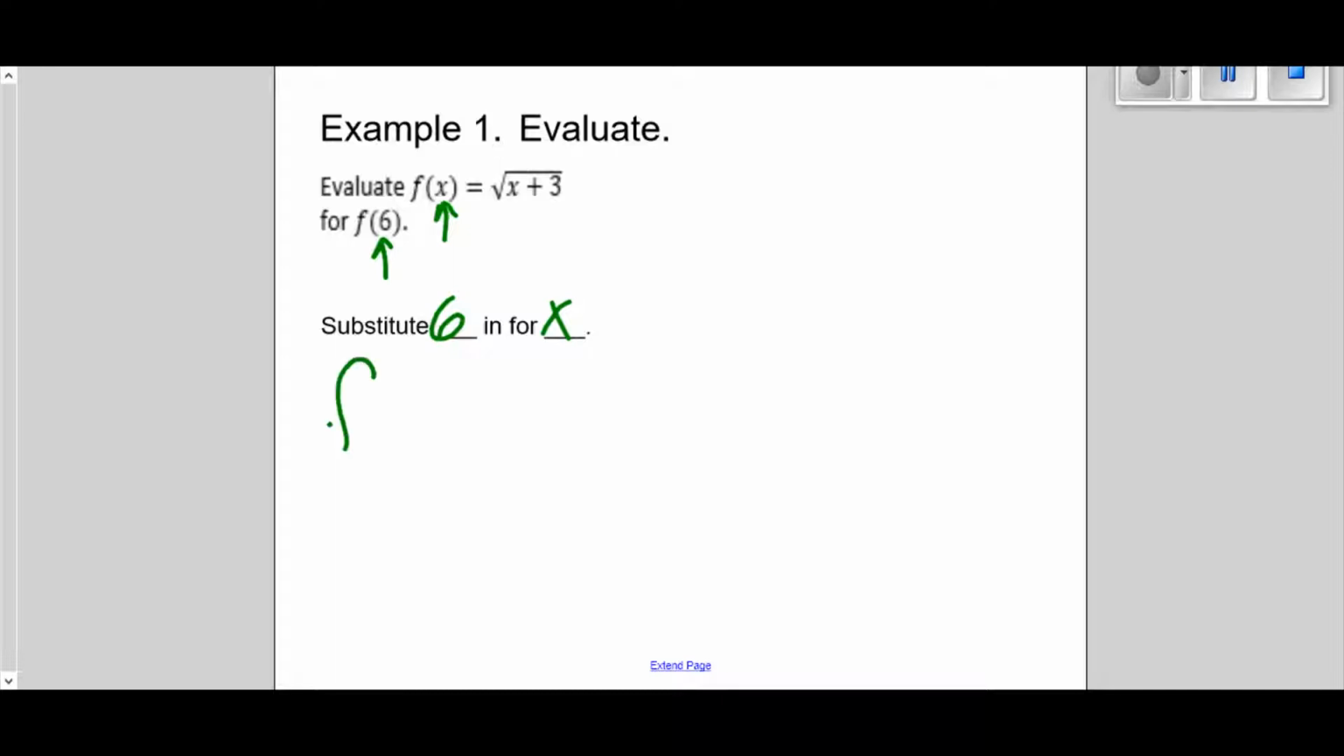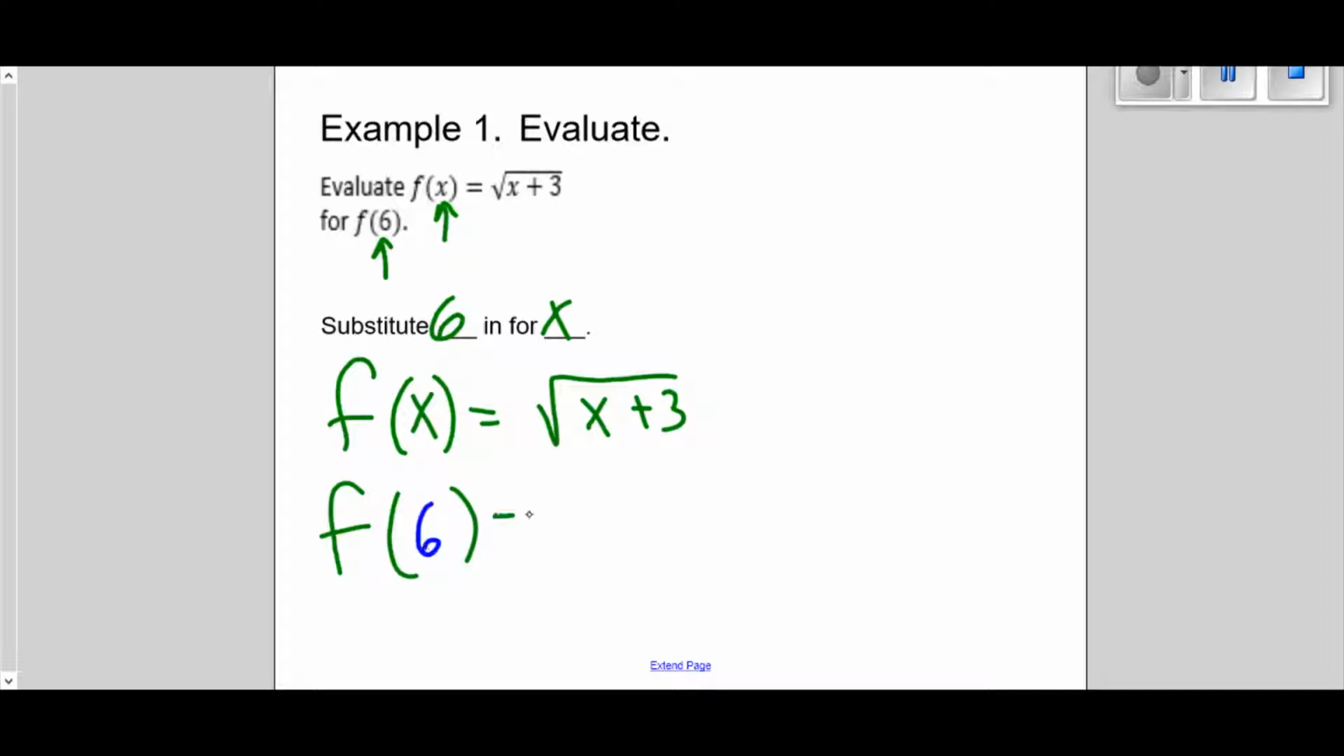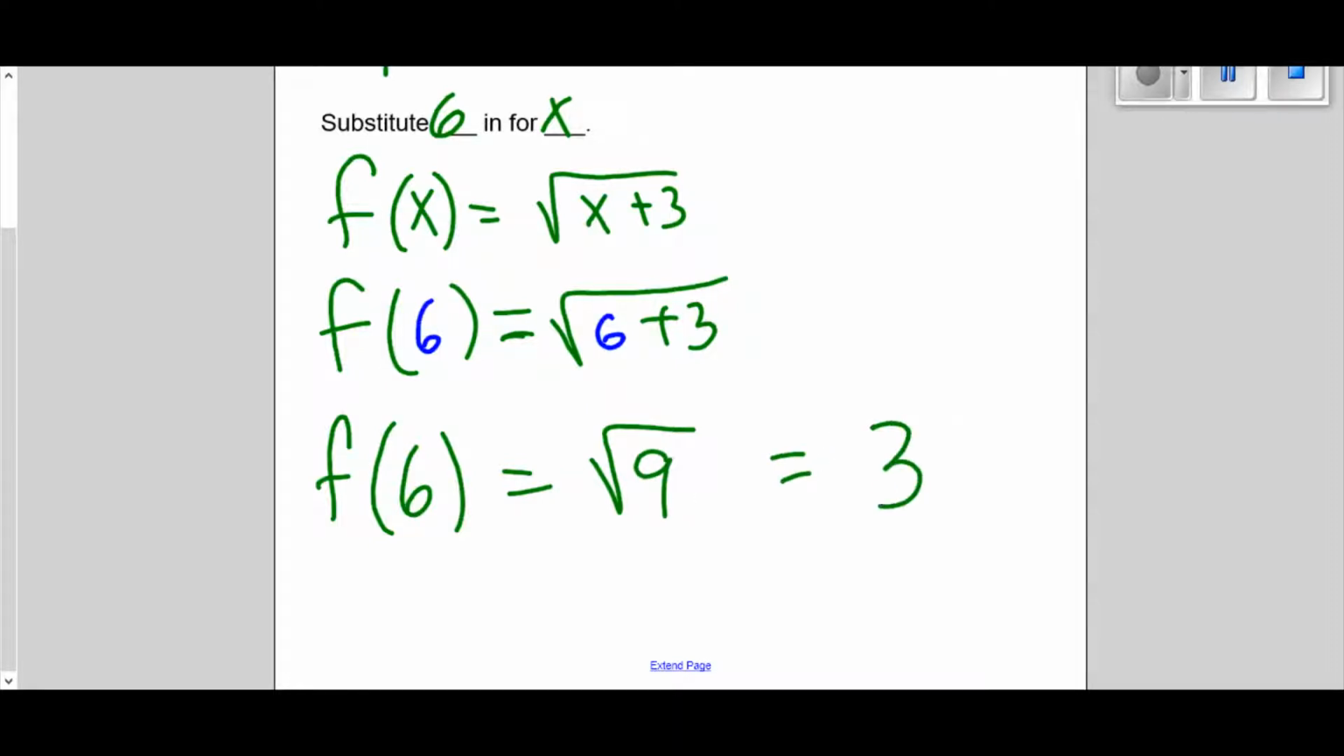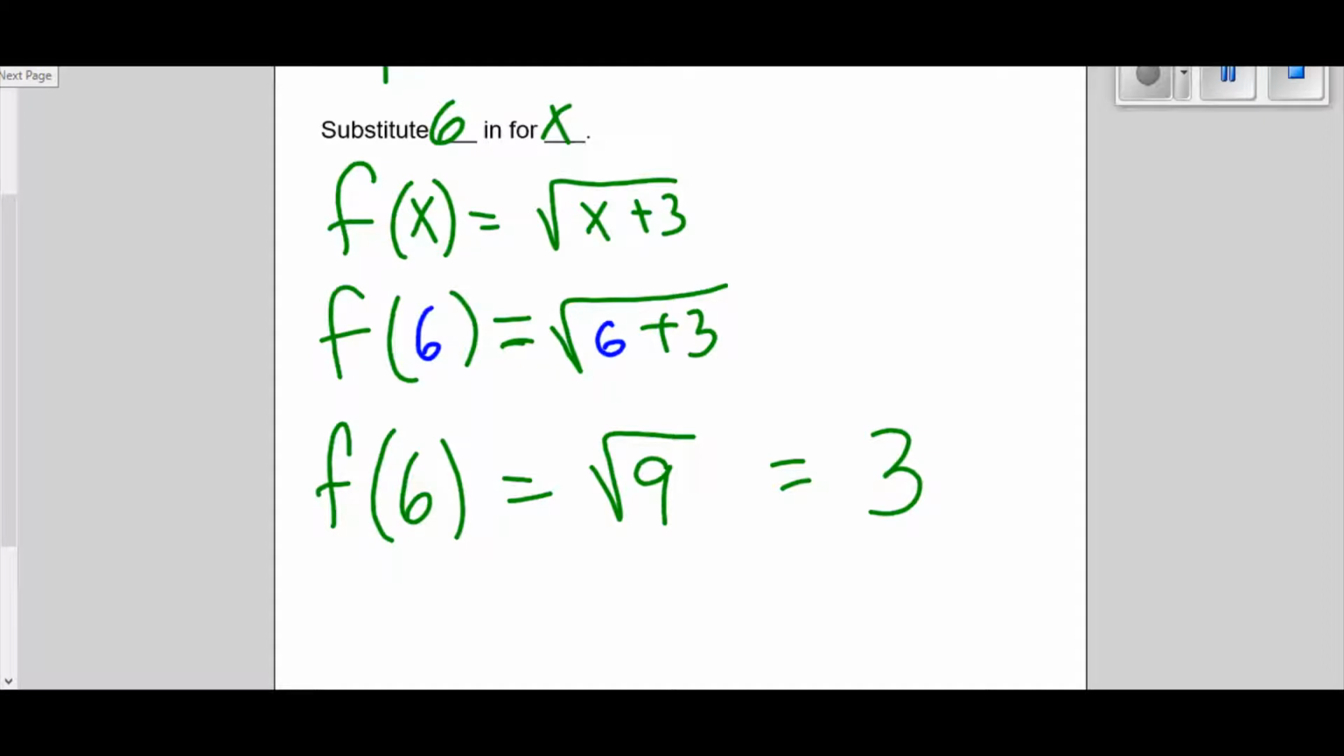So I should be substituting 6 in for x. What we'll do is rewrite this as f of x equals the square root of x plus 3. And now I'm just going to substitute in 6 for x. So this will say f of 6 equals the square root of 6 plus 3. And then from here, you're just simplifying the radical. So f of 6 equals 6 plus 3 is 9, the square root of 9. Well, we know the square root of 9 is 3. So my answer here is f of 6 equals 3.